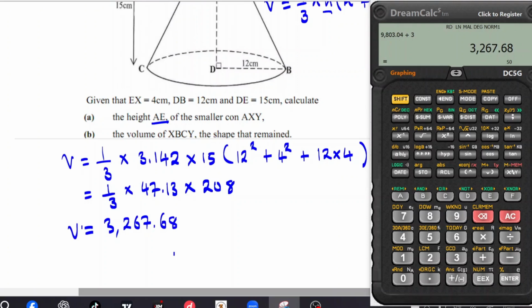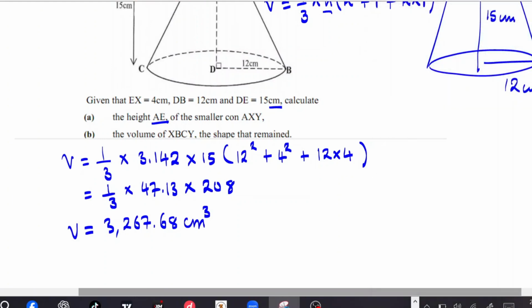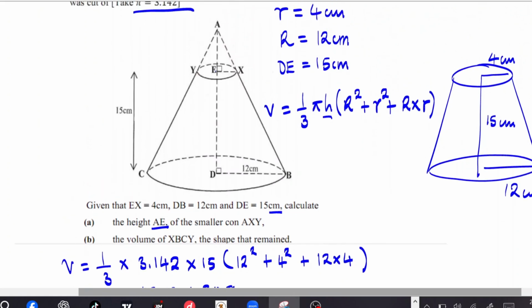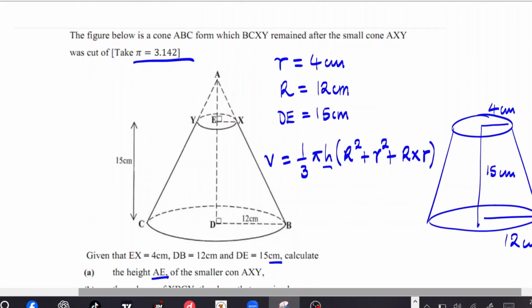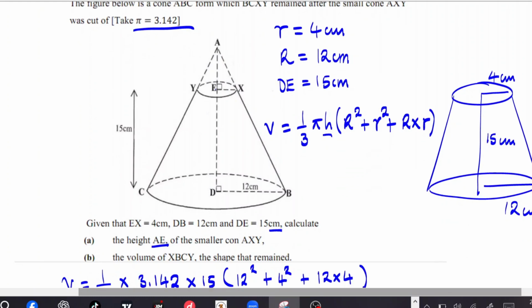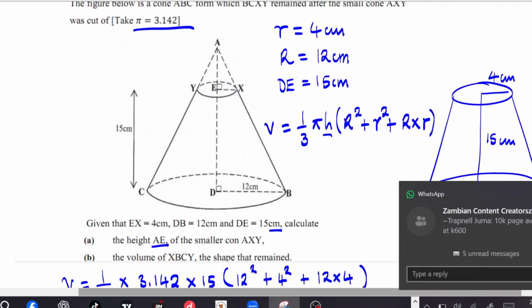Now this is volume. So remember to put the units. If they are using centimeters, you put centimeters cubed. So this is how you can answer. We are going to revise different types of questions that examiners bring on mensuration. Then we'll move to the next topic, and again to the next topic, just like that.